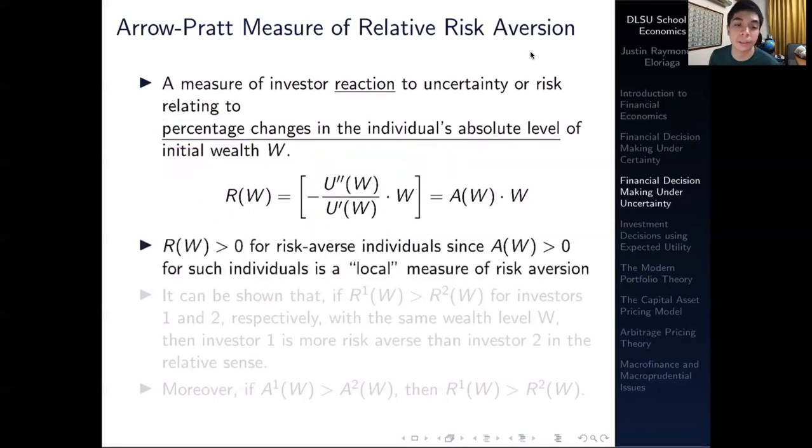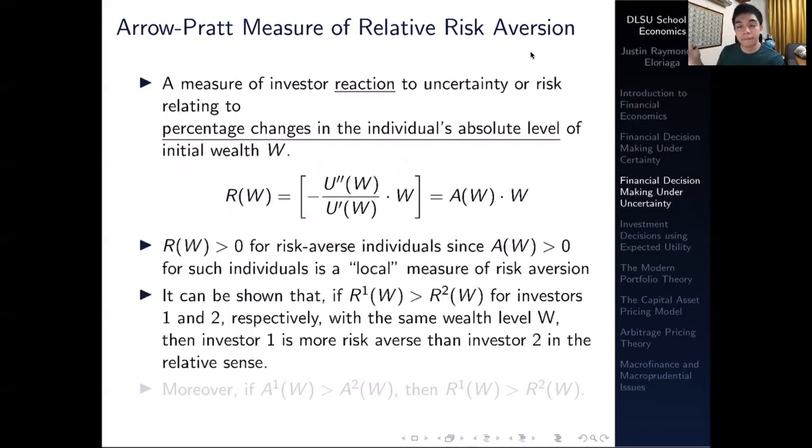So this is what it means: R(W) is greater than 0 for risk-averse individuals, since A(W) is greater than 0 for such individuals. It is a local measure of risk aversion. Now, the same conclusion applies. If the relative measure of risk aversion is greater for one investor than another, with the same wealth, then investor 1 is more risk averse than investor 2 in the relative sense.